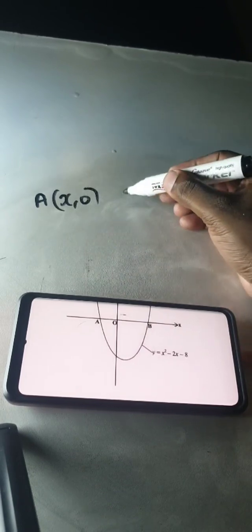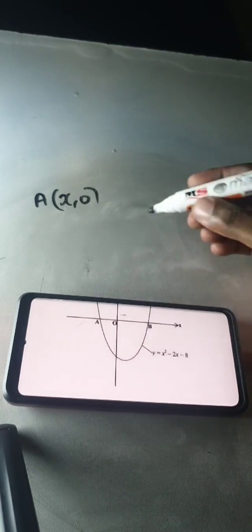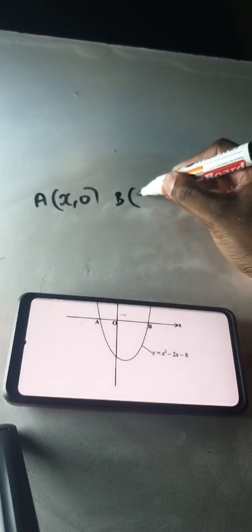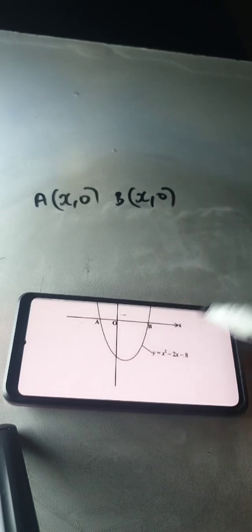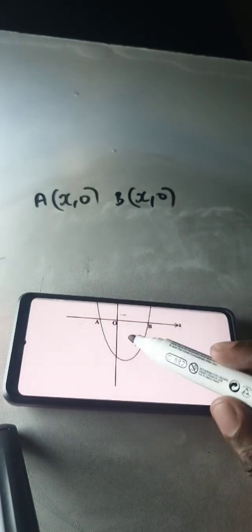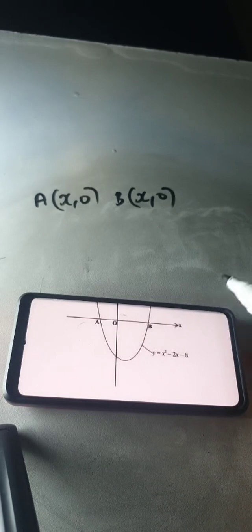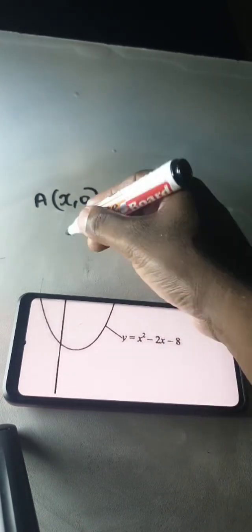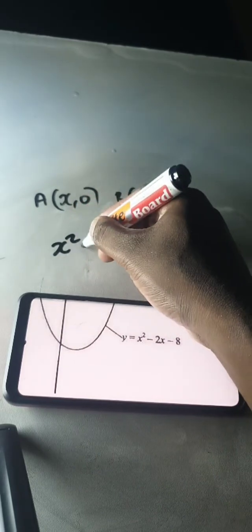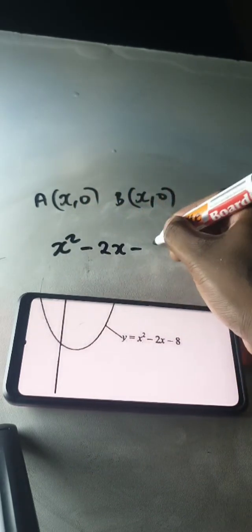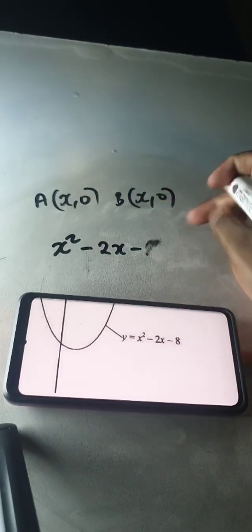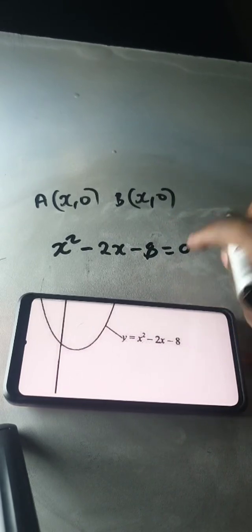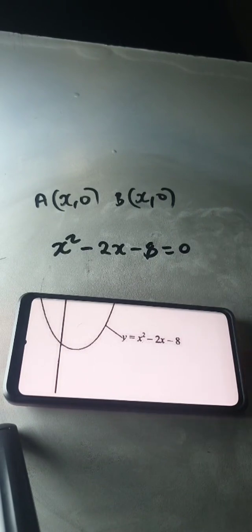Why are we putting y to be 0? Because we are finding roots on the x-axis. So this one will be, again, x, 0. We are finding roots along the x-axis, so our y is 0. So using the same equation or function, we'll say x squared minus 2x minus 8, and then we equate it to 0 because our y is 0.